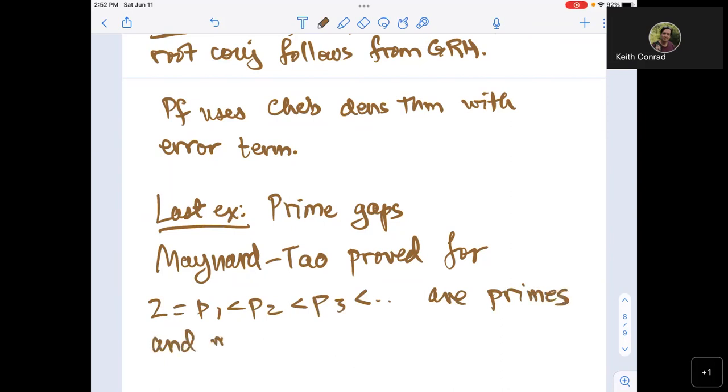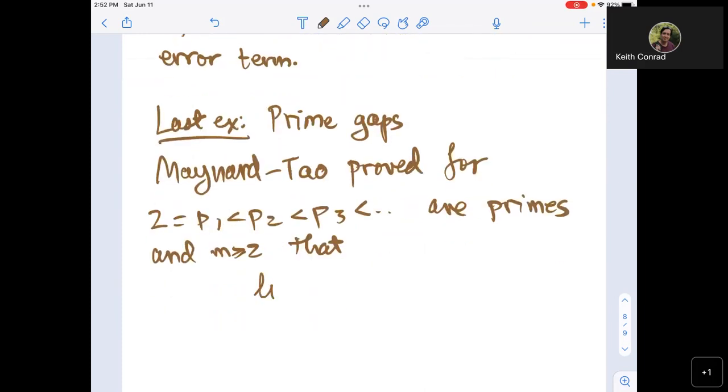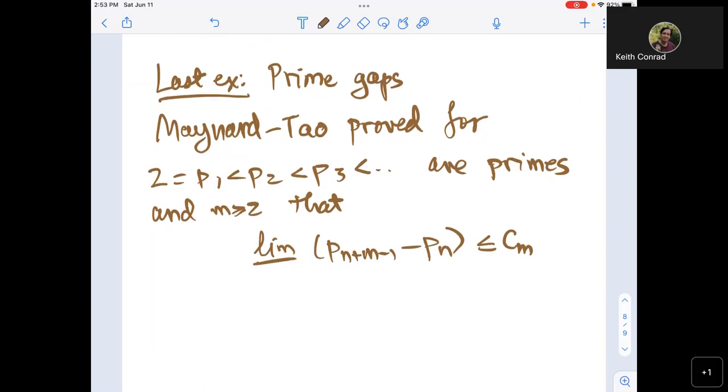and you give me an integer m at least 2, they proved that the gap between p_n and p_{n+m-1}, the n plus m minus 1th prime minus the nth prime, so that's a gap of m primes, is below some universal constant infinitely often. Like 246 or something like that, for consecutive primes. Look at primes m in a row, infinitely often the gap will be at most some constant, maybe depending on m. And this is just with all primes, unrestricted.